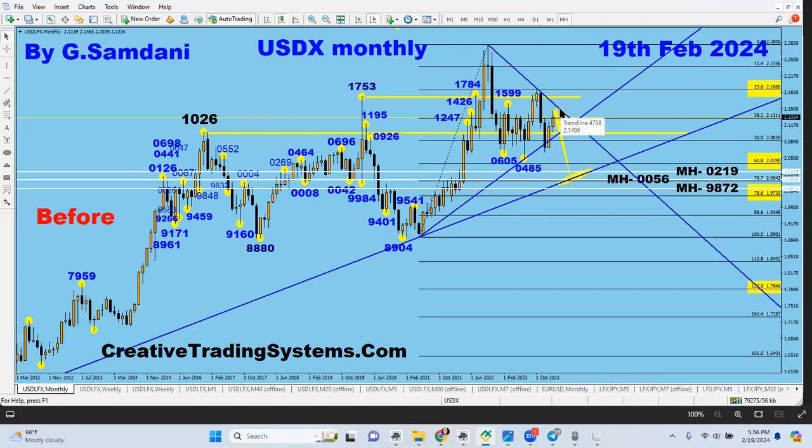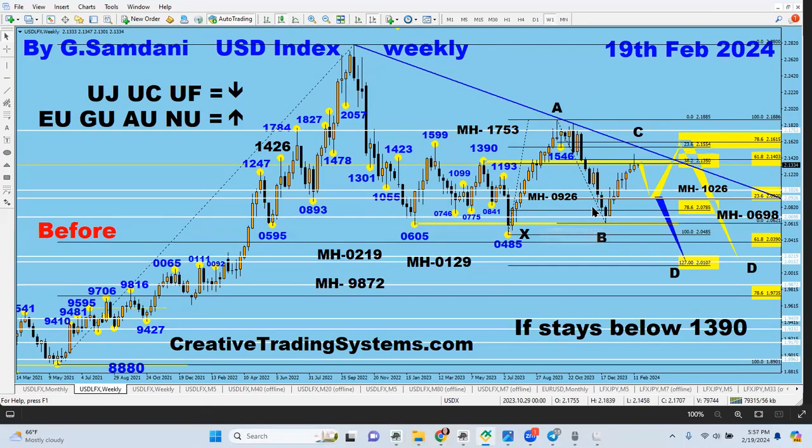go up and then hit this TL and then drop all the way here into this area, 0219. And there was another one, 0126 or 29, right? So this is the area that I'm expecting that this outer TL will be the target when it starts dropping. So the key from the weekly chart: stay below 1390 instead of going up and hitting the TL, I would rather see it dropping below 1390, right? And then go back to 0926.